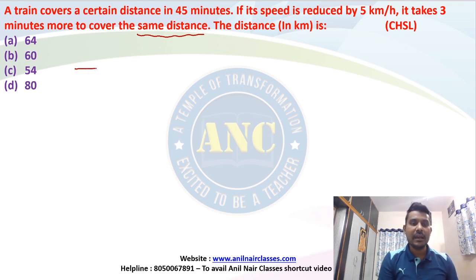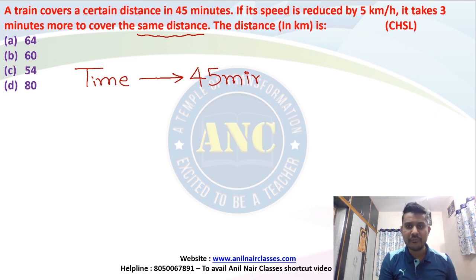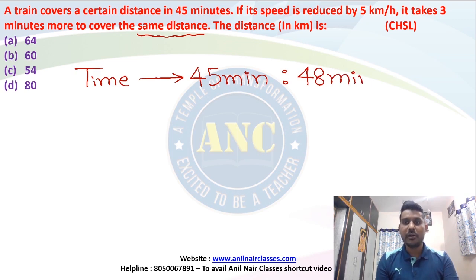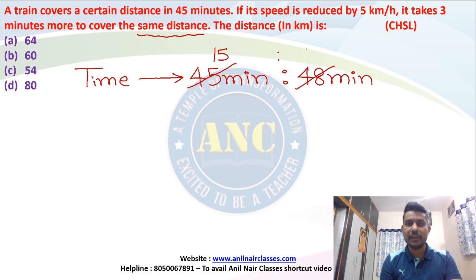Now, first of all, let us calculate the time ratio of initial time and the final time taken. Initially, it was supposed to reach a destination in 45 minutes itself, but because of reducing the speed, it took 3 minutes more. That means it reached the destination in 48 minutes. 45 minutes is the initial time, 48 minutes is the final time. 45 is to 48. 3 into 15 is 45. 3 into 16 is 48. So the time ratio is 15 is to 16.